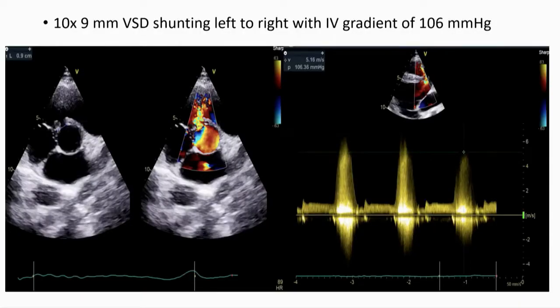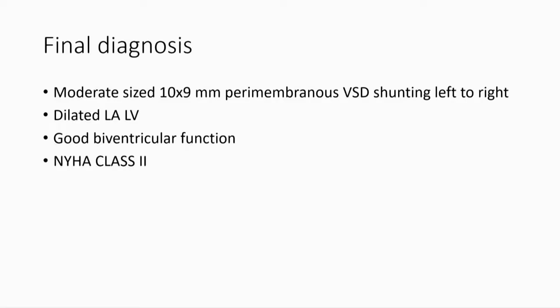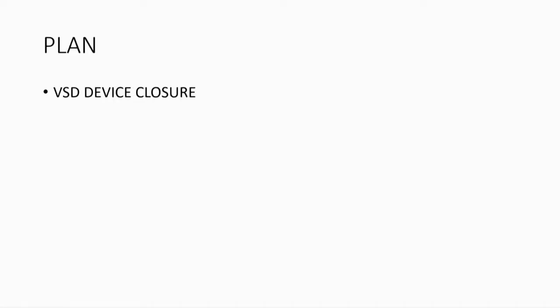Now the size of the VSD is around 10 into 9 millimeters, shunting left to right with an interventricular gradient of 106 millimeter of mercury. Go to the LAO. The final diagnosis is a moderate size 10 into 9 millimeter perimembranous VSD, shunting left to right, dilated LA, LV, good biventricular function, NYHA class 2. Now the plan is VSD device closure.